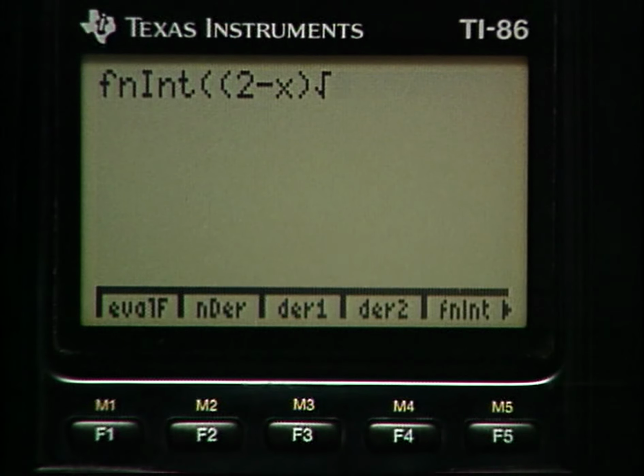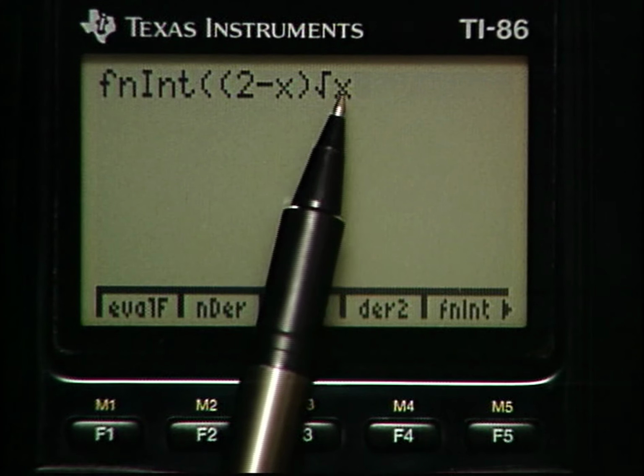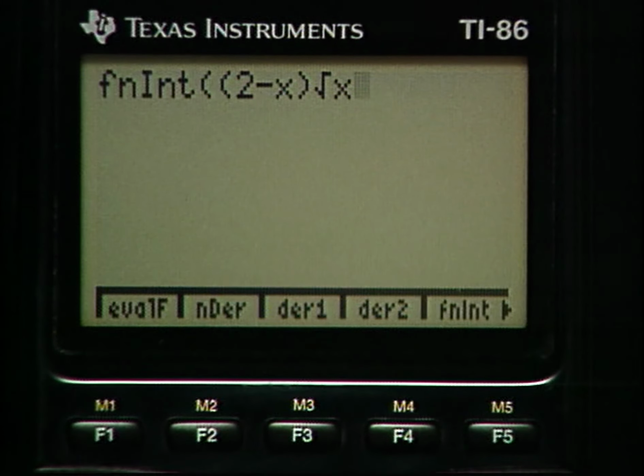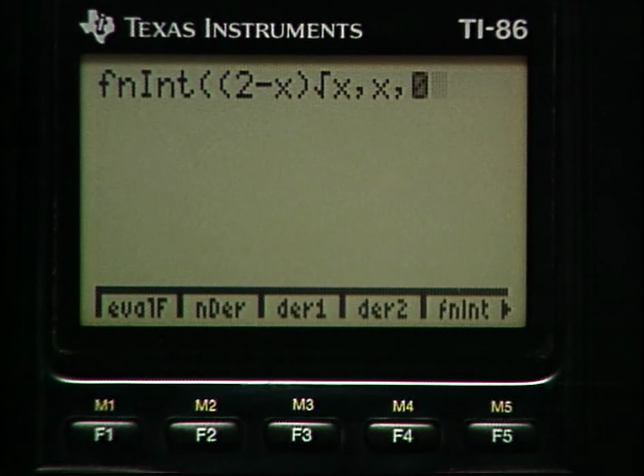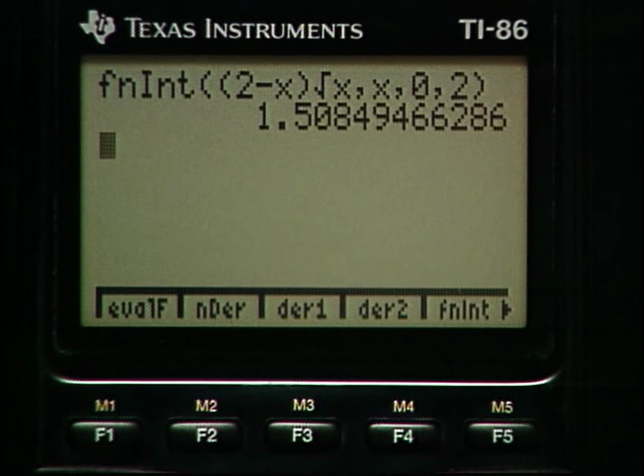Square root of x. Now you'll notice that on the TI-86 there's no automatic opening of parenthesis here, so we don't have to close a parenthesis at this point. It's kind of a little bit of a different process here on the TI-86. Comma, the variable of integration, comma, lower limit, comma, upper limit, close parenthesis, enter. And here's the integral as expected.